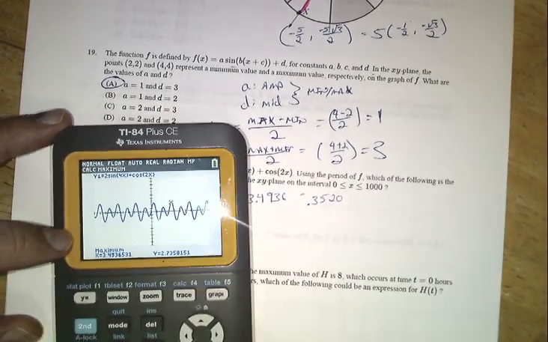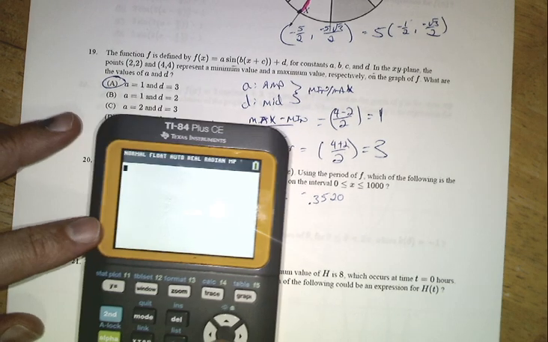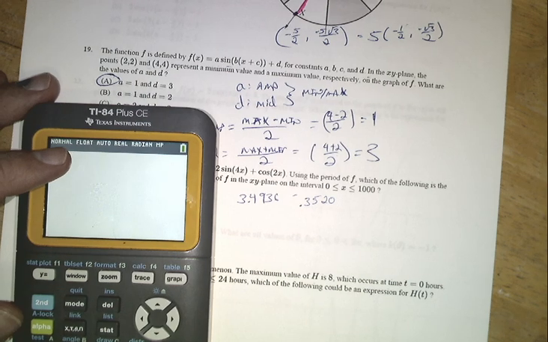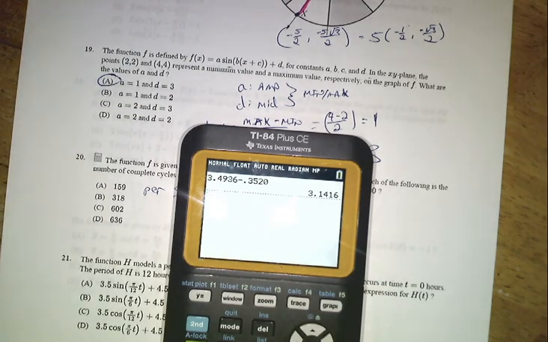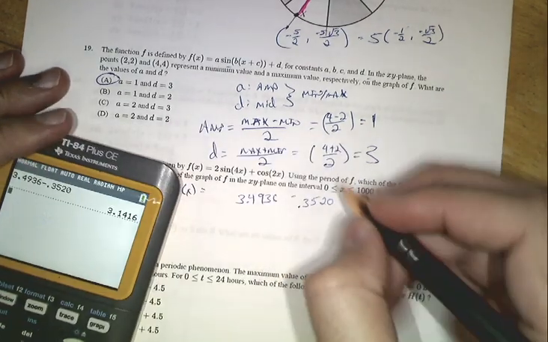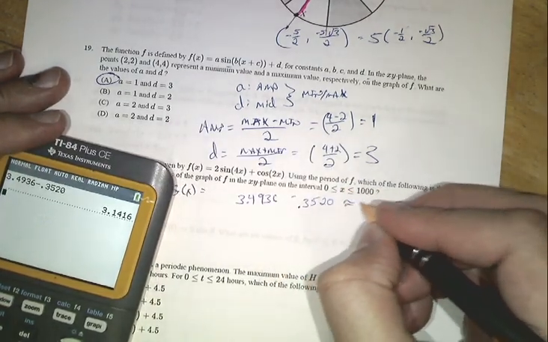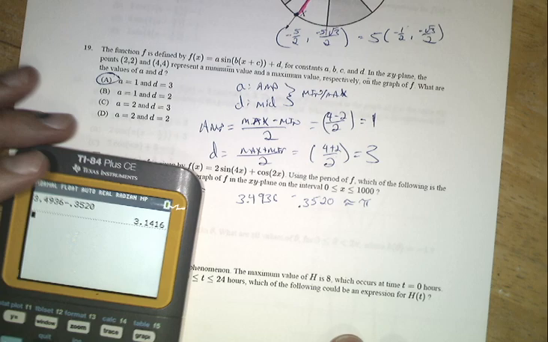I subtract these two. So second quit. I will subtract these two. We get 3.4936 minus 0.3520, and we get 3.1416. So with some rounding errors, this is about pi. It's probably exactly pi, but we're not really sure.